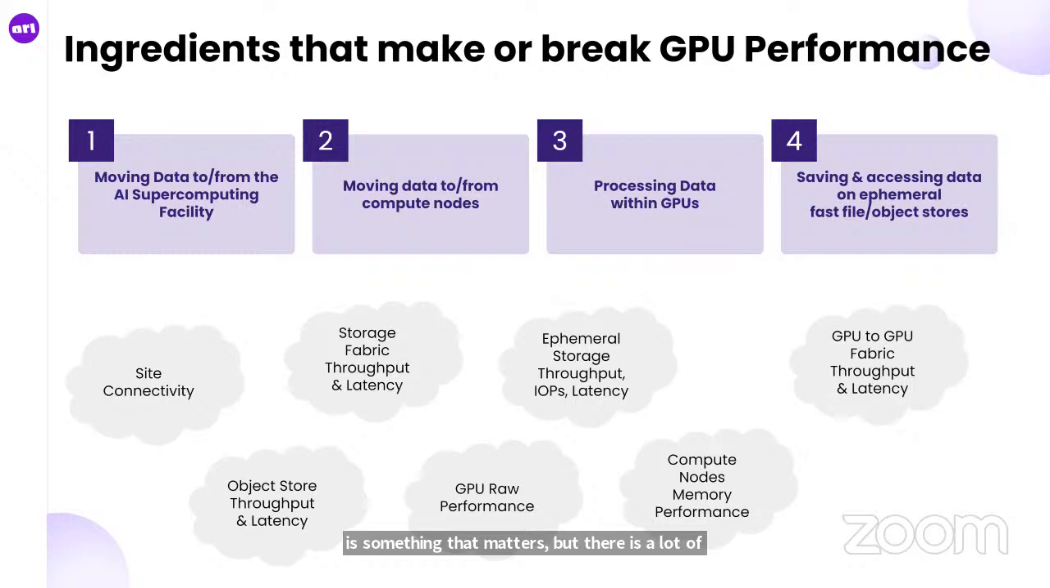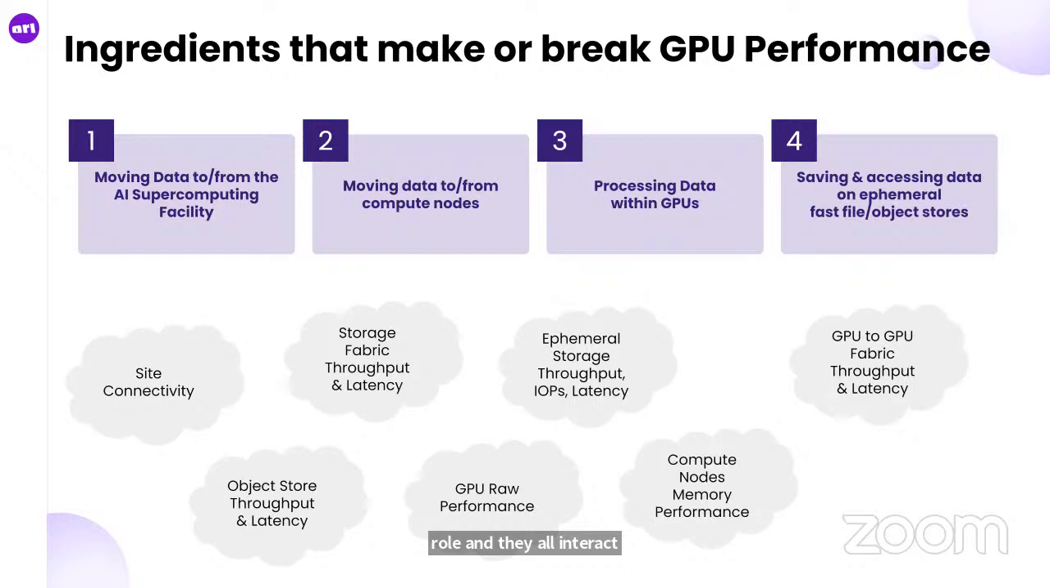connectivity of the data center, the throughput, the latency, of the storage fabric and the storage components that you have. The amount of memory that you have in the nodes will dictate whether you are able to feed the GPUs directly, or whether you need to tap into an object store or some other kind of storage environment in order to get access to your data. So all of these components play a role, and they all interact together.